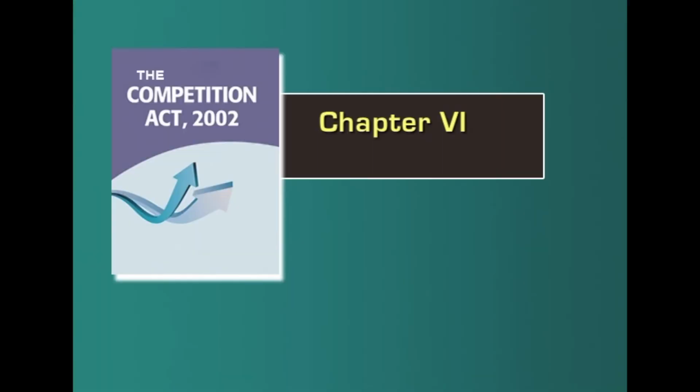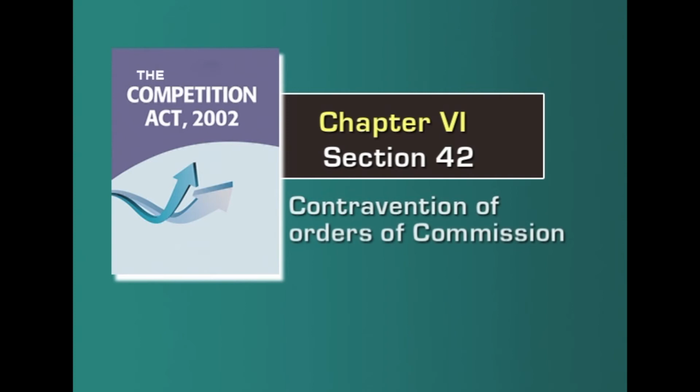To begin with, I will start with the first section, that is section 42. Section 42 talks about contravention of orders of the Commission. For the purpose of understanding this section, you need to first understand what are the sections that are considered to be contravening the provisions of the Act.